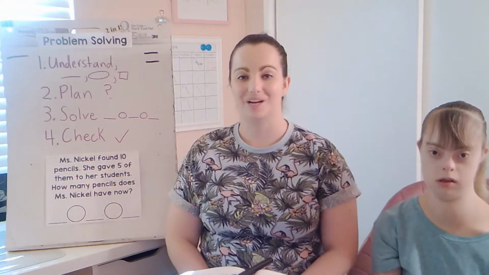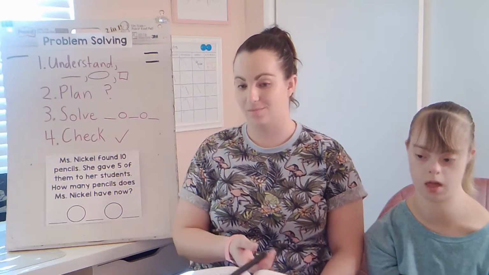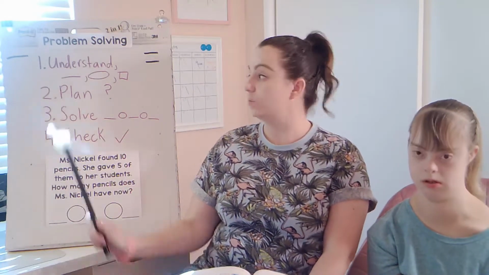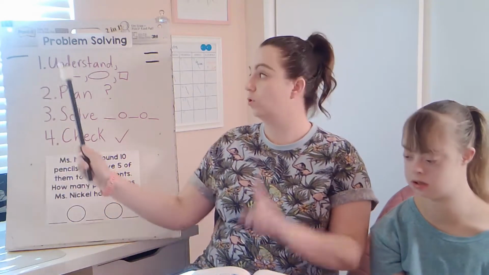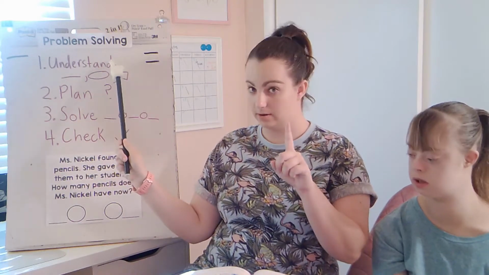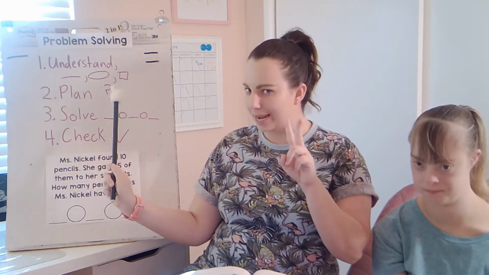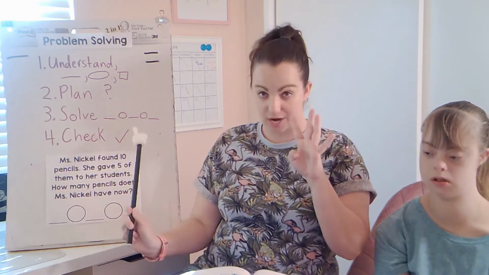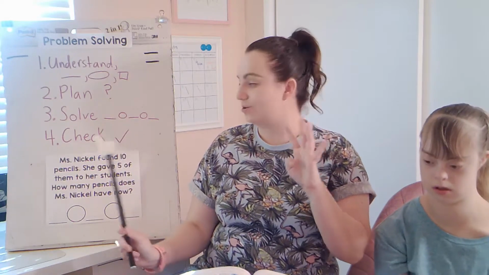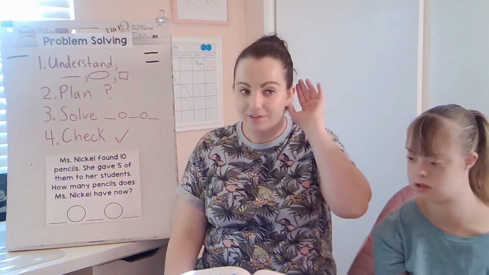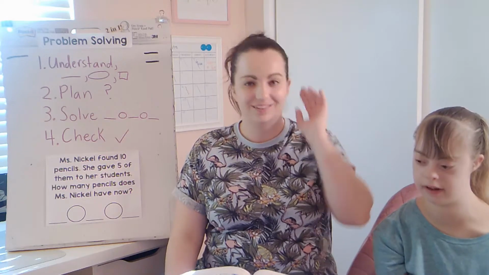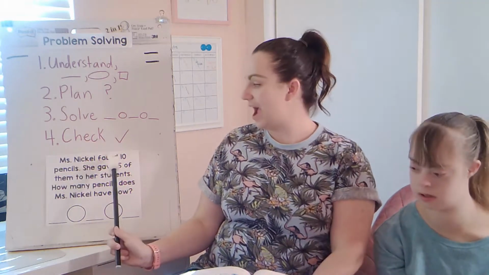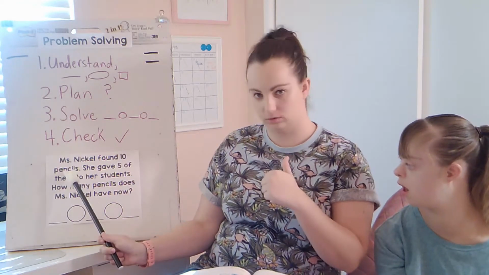Okay. We're back with our next problem, okay? We'll read the problem, then we're going to go through the steps. 1, understand. 2, plan. 3, solve. 4, check. Okay? Let's go ahead. Make sure we're listening carefully as I read the problem. Sound good? Okay. It says, Miss Nickel found 10 pencils.